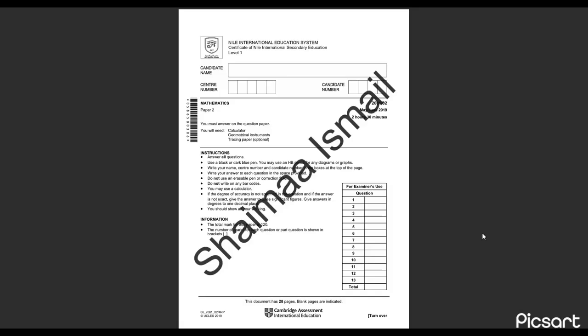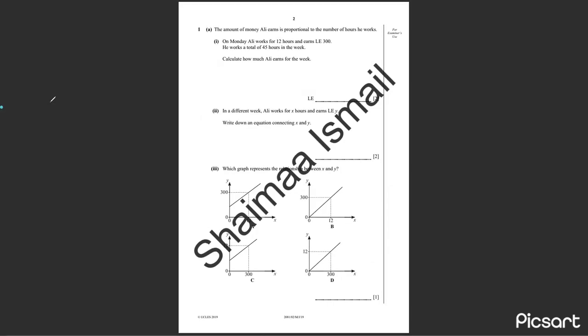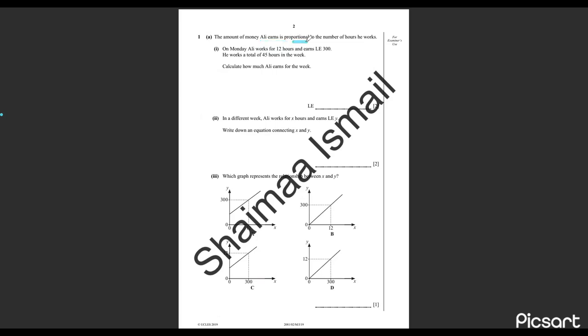Okay, this is code 2081, paper 2, 2019. Let's get started. Question number 1. The amount of money Ali earned here is proportional to the number of hours he worked. As it's proportional, the money will increase with the same percent as the number of hours, and vice versa.